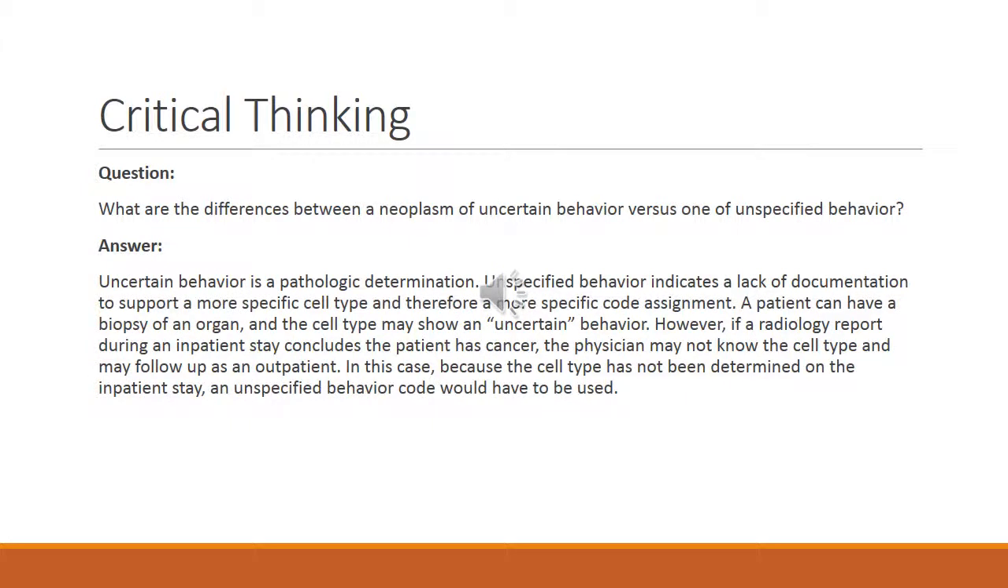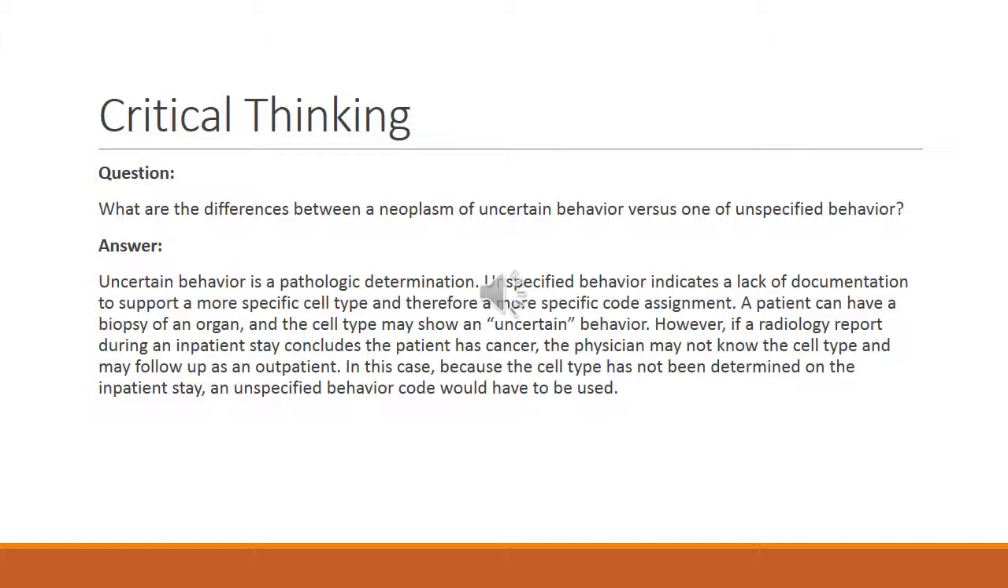And our final critical thinking question. What are the differences between a neoplasm of uncertain behavior versus one of unspecified behavior? And our answer is uncertain behavior is a pathologic determination. Unspecified behavior indicates a lack of documentation to support a more specific cell type and therefore a more specific code assignment. A patient can have a biopsy of an organ and the cell type may show an uncertain behavior.